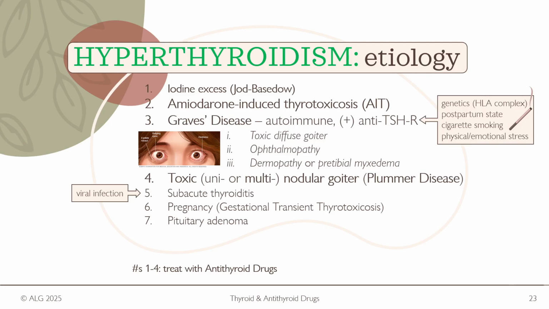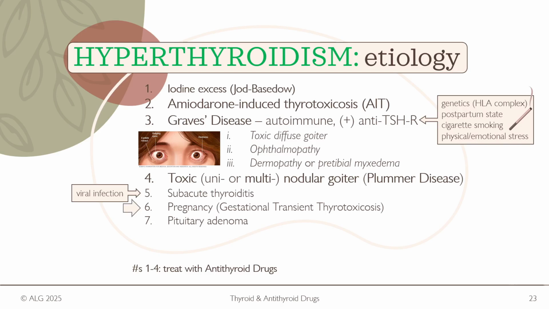Subacute thyroiditis is precipitated by a viral infection that destroys the thyroid parenchyma, leading to a release of stored thyroid hormones, causing a transient hyperthyroidism. Since the underlying cause is inflammation, subacute thyroiditis responds to corticosteroids such as prednisone.